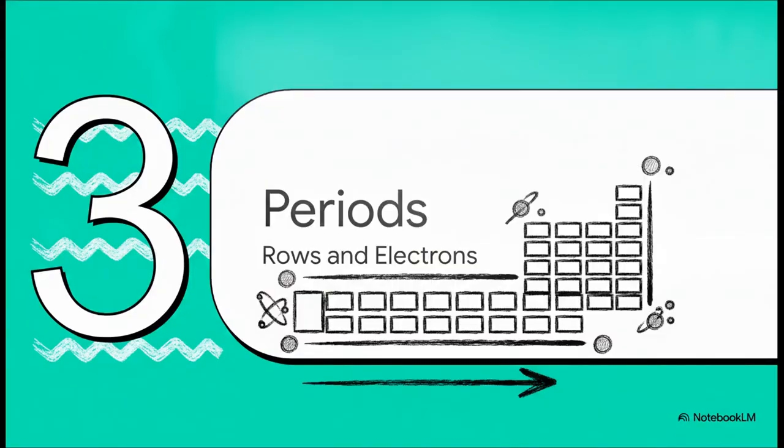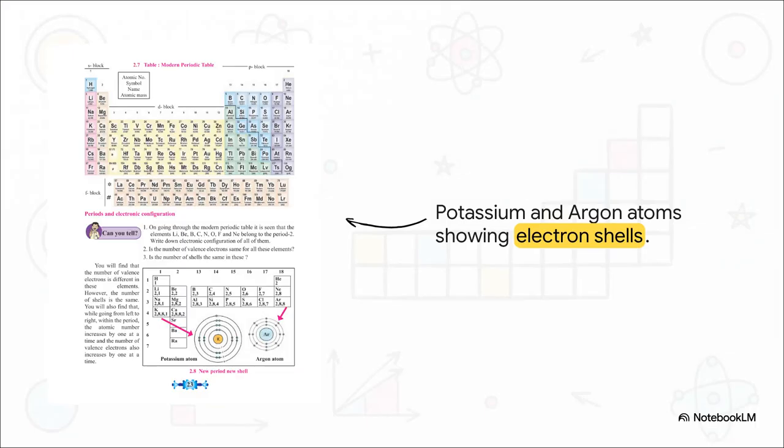All right, Section 3, periods and electronic configuration. Having studied the vertical groups, let's shift our focus to the horizontal rows. Take a close look at the atomic structures of potassium and argon here. Notice how the electron shells are filled when we move across a period, from left to right. You'll observe that the total number of shells actually remains exactly the same. The newly added electrons are simply filling up that existing outermost shell.